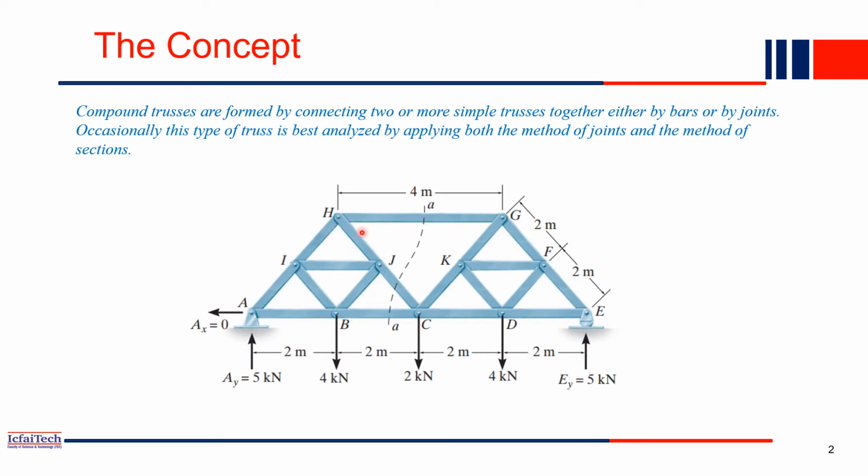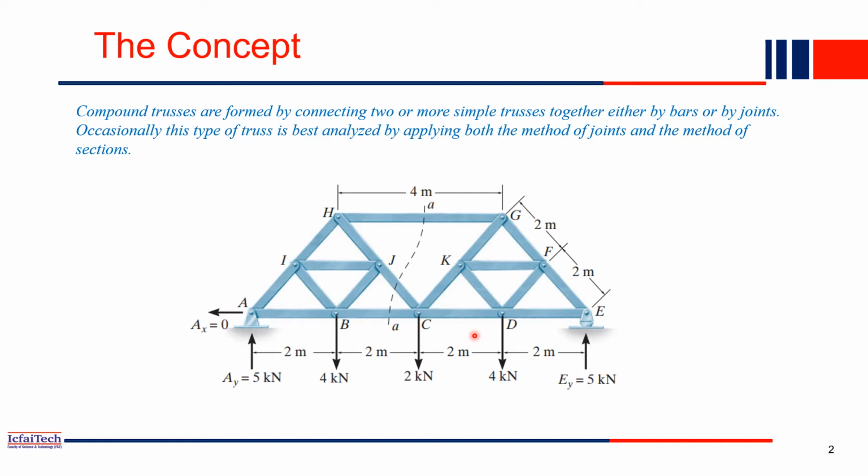A compound truss is composed of many small simple trusses. Like here, this is also a compound truss, with two simple trusses. This is one truss and this is another truss. These two trusses are connected through a joint C and a bar HG. So now, how to analyze the compound truss? That is the agenda of this lecture.